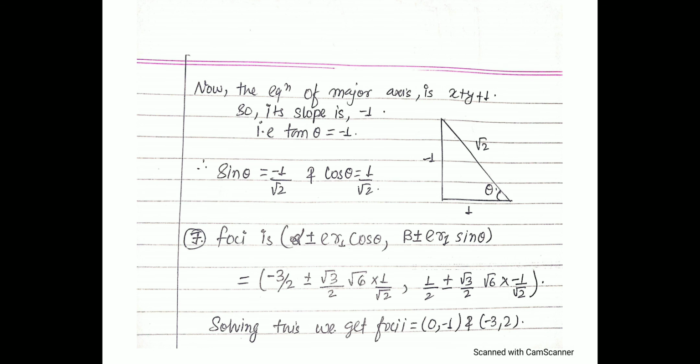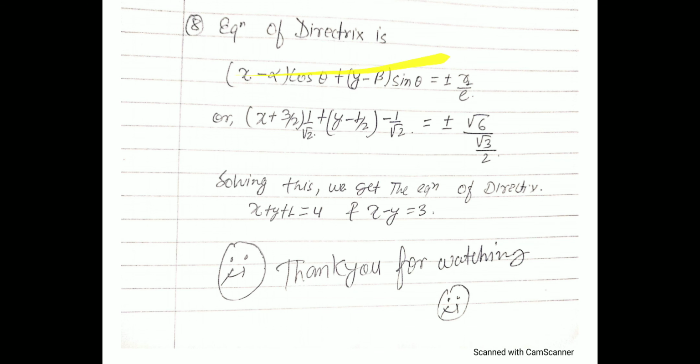Equation of directrices is x minus alpha times cos theta plus y minus beta times sin theta equals plus minus r1 by e, which on solving we get the equation of directrices as x plus y plus 1 equals 4 and x minus y equals 3.